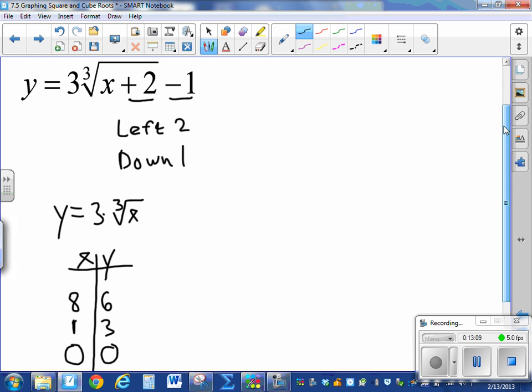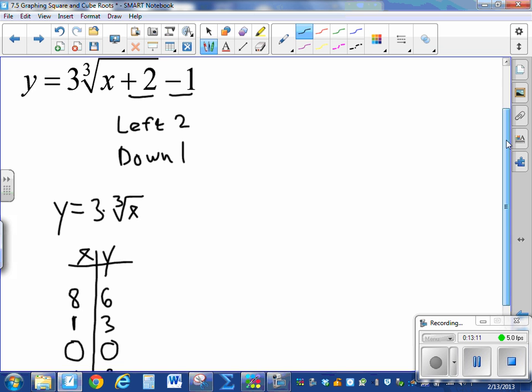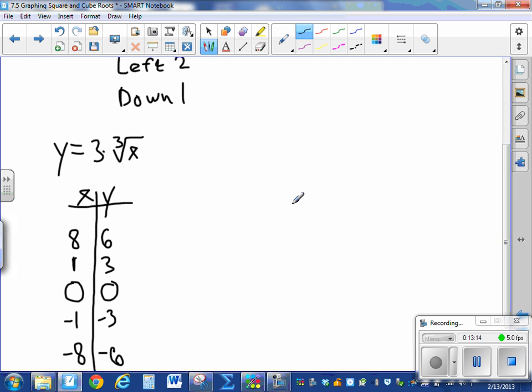So let's see, what was our original one? Okay, so we want to do left 2, down 1. So we're going to make a new table, x, y. Now remember the x, you're going left 2, so you're subtracting 2 from your x's. You're going down 1, so you're subtracting 1 from your y's. Okay, so 8 minus 2 is a 6. 1 minus 2 is a negative 1. 0 minus 2 is a negative 2. Negative 1 minus 2 is a negative 3. And negative 8 minus 2 is a negative 10.